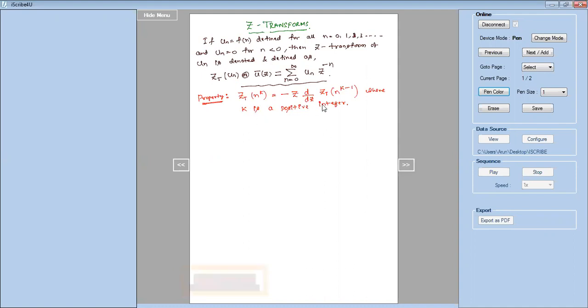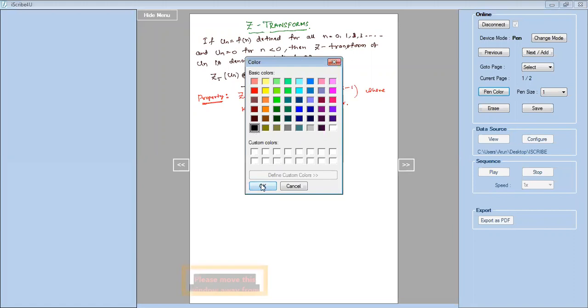This is one of the most important properties of Z transformation. They may ask to prove this property in the annual exam. But more than the proof, I'm going to use this property while deducing the standard results for Z transformations, so it is very important for the deductions. Z transform of n power k is equal to minus z into d by dz of Z transform of n power k minus 1, where k is a positive integer. So let us see how to prove this property now. So the proof.